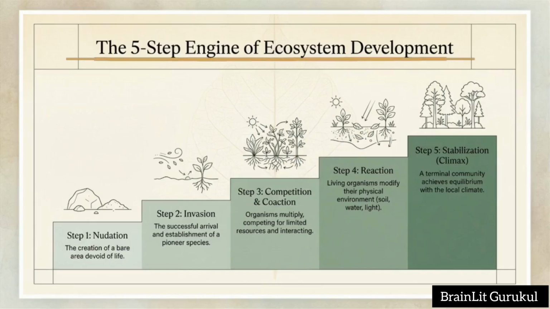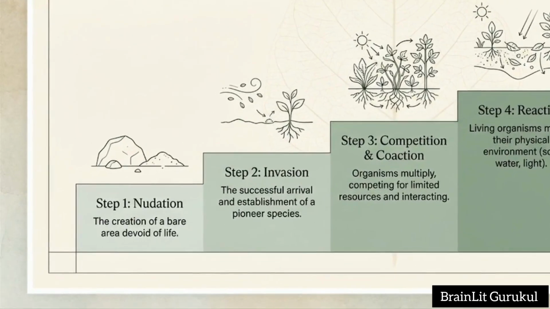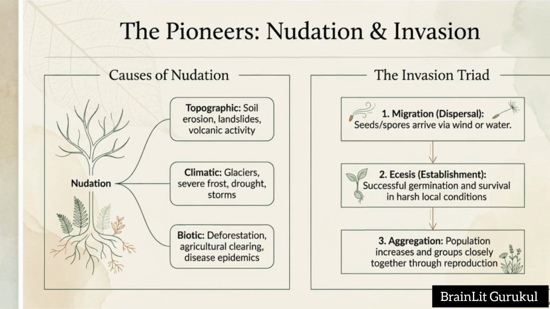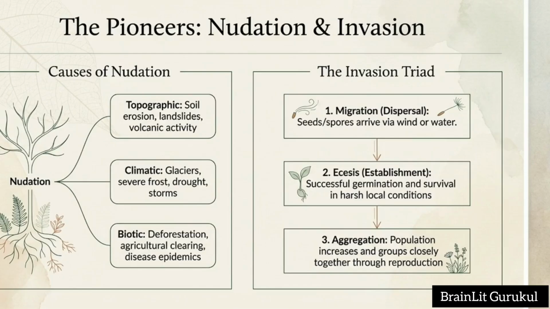Here is the 5-step engine that mechanically drives a landscape from absolute sterility to a stabilized climax state. Step 1 is nudation. The process can only begin when a localized area is completely stripped of life, creating a blank canvas. 3 forces cause this clearing: topographic events, extreme climatic shifts, or biotic interventions. Once cleared, step 2, invasion, begins.